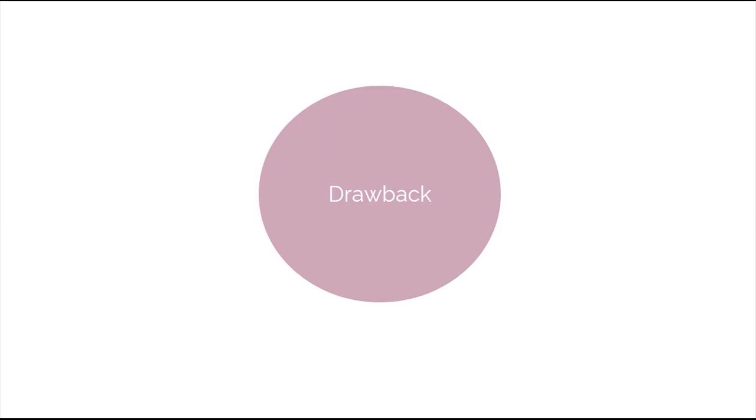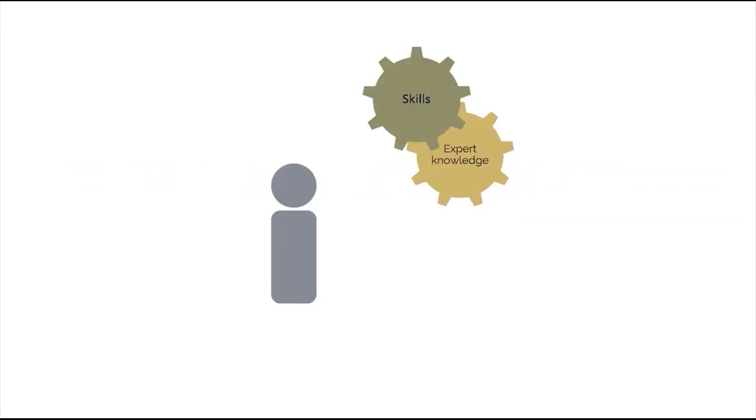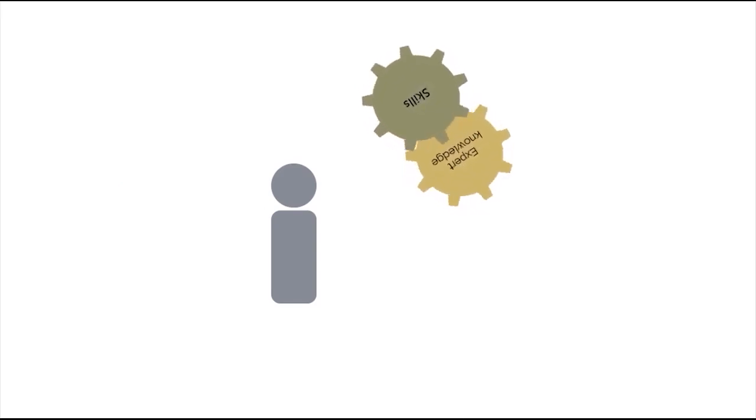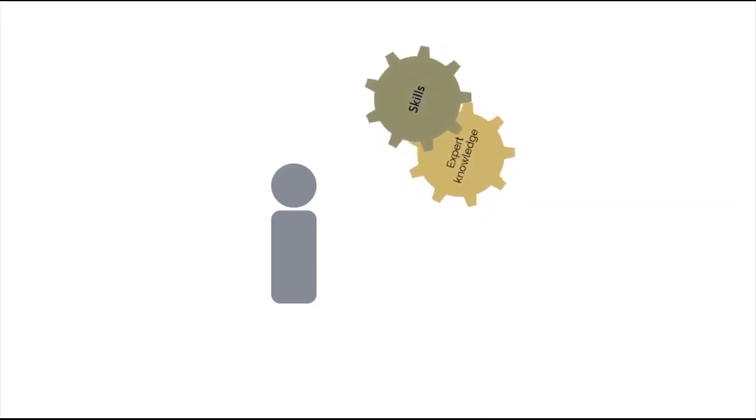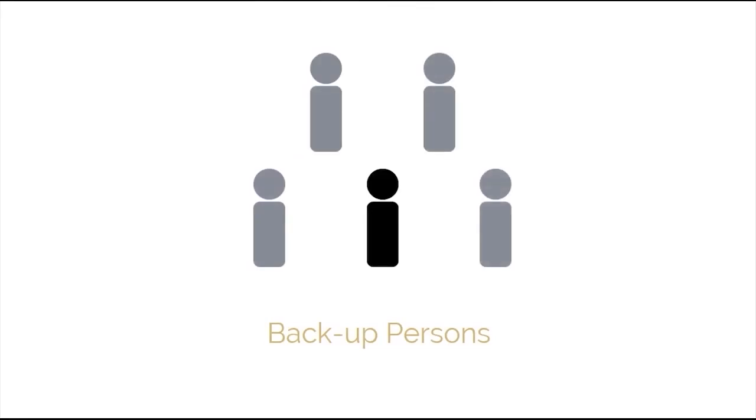However, there may also be drawbacks. One major drawback is that smaller teams are more significantly impacted by the loss of a team member than larger teams, even for a short period of time. To address this problem, it may be possible for team members to have expert knowledge and skills outside their own specific role. However, this may be difficult and depends on the type of project, industry, and size of the organization. It's also recommended to have a backup person to replace any person who may have to leave the Scrum Team.